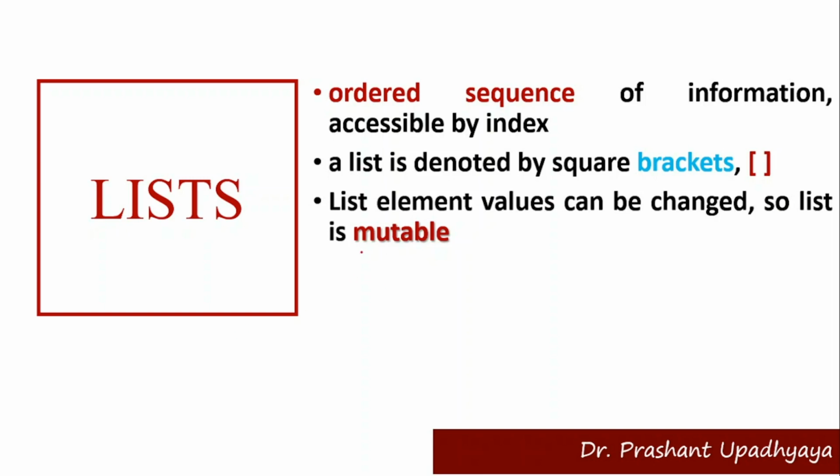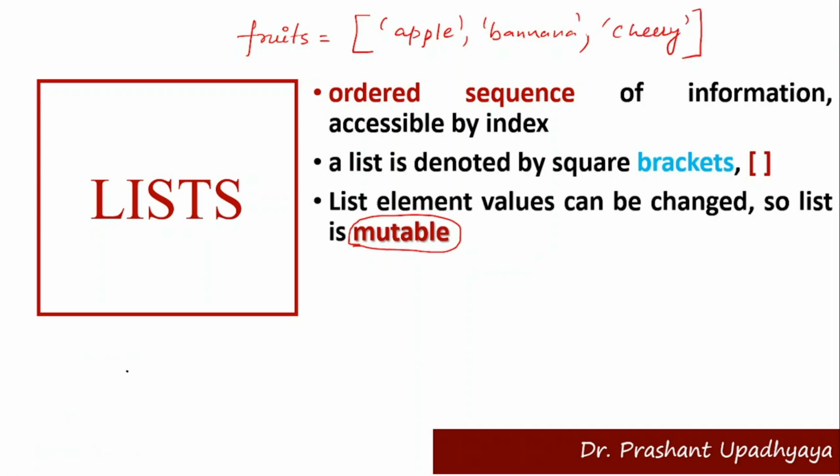What is the meaning of mutable? It means that if you have created a list, we have taken an example of fruits. We have created a fruits list, and in this we have taken an apple, banana, and another fruit, a cherry. Now suppose this was my position 0, this was my position 1, this was my position 2. This means I'm referring to it as an index. So fruits 0 means I'm referring to the apple. If I want to change this apple and replace it with, let's say, mango, that means the element values of a list can be changed. Therefore it is known as mutable.